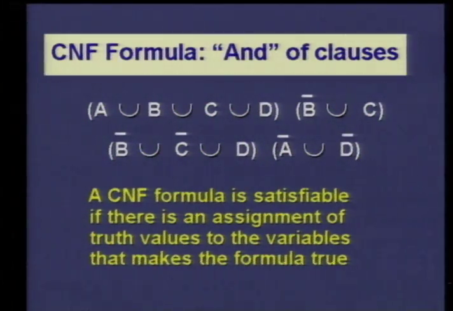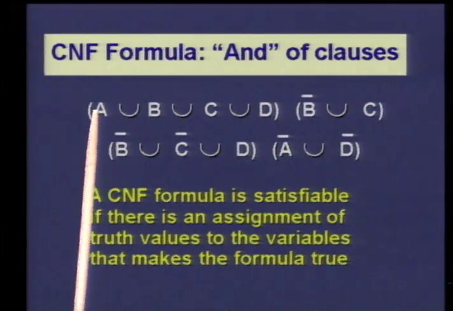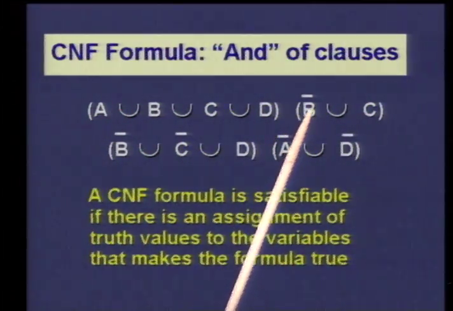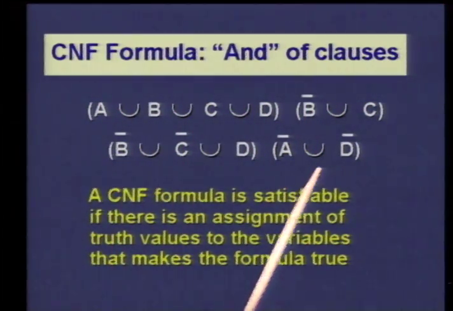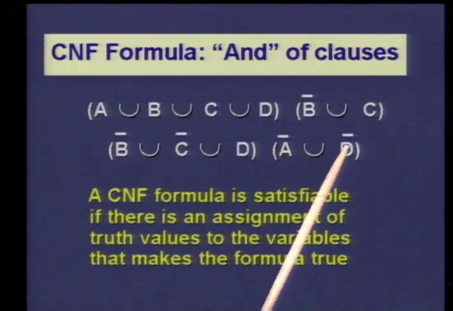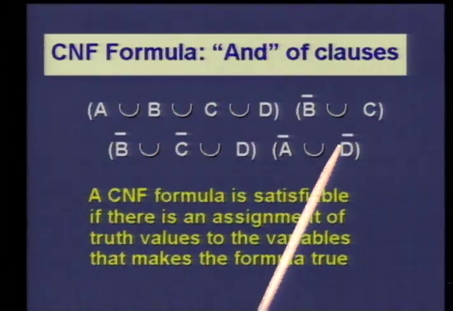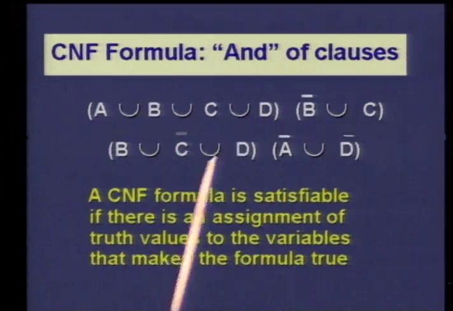The formula shown here is satisfiable because we can make it true by setting B, C, and D false and A true. If we do that, then the first clause is true because A is true. The second and third clauses because B is false, hence B bar is true. And the last clause because D is false, so that D bar is true. Each of these clauses contains a true literal, and hence each is true and their conjunction is also true.